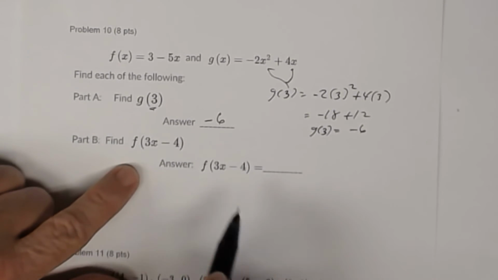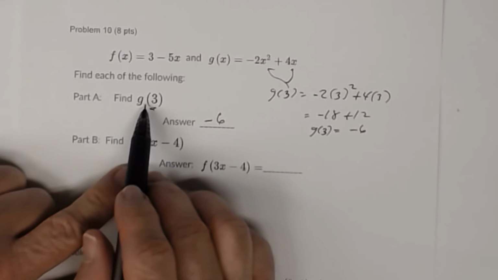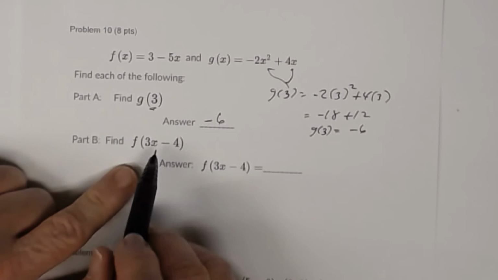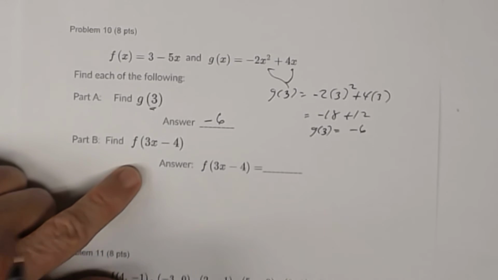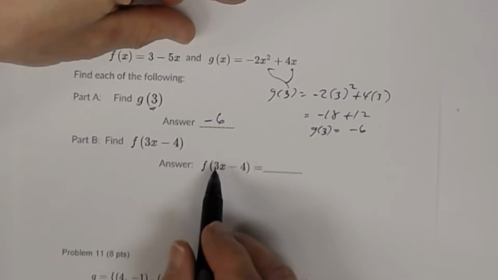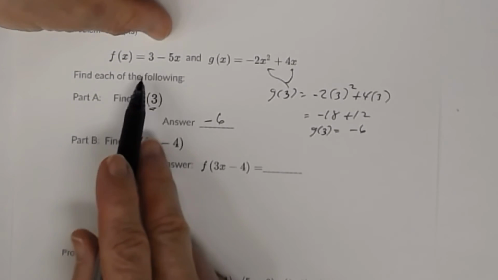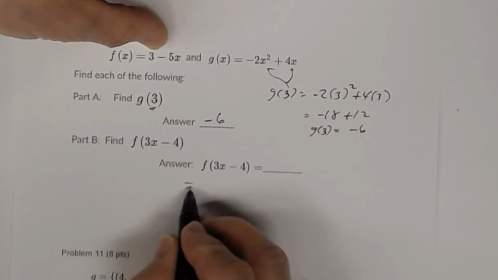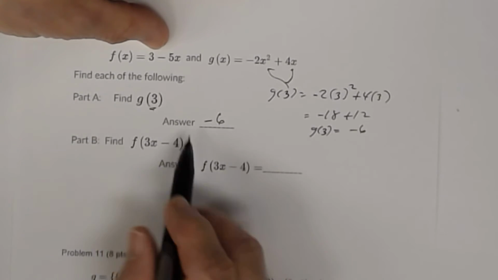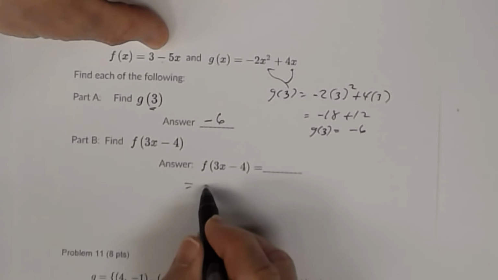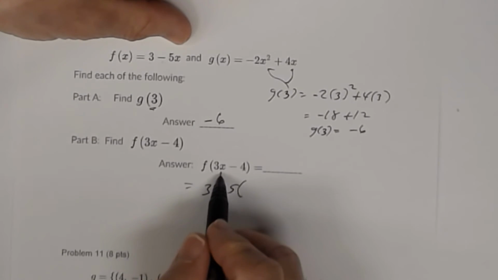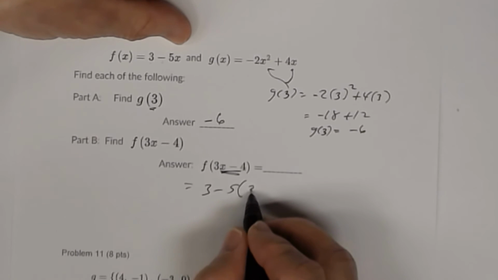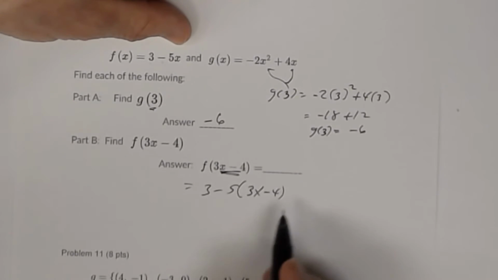All right, now this time, remember we talked about this, that whenever you're evaluating a function at a number, you get a number. Here I'm evaluating a function at a variable expression, so I'm going to get a variable expression. Now this time though, I got to go to my function f. So here's my function f. So this right here becomes 3 minus 5 times x. So in place of this x, I'm going to substitute 3x minus 4. Notice you got to use parentheses there.